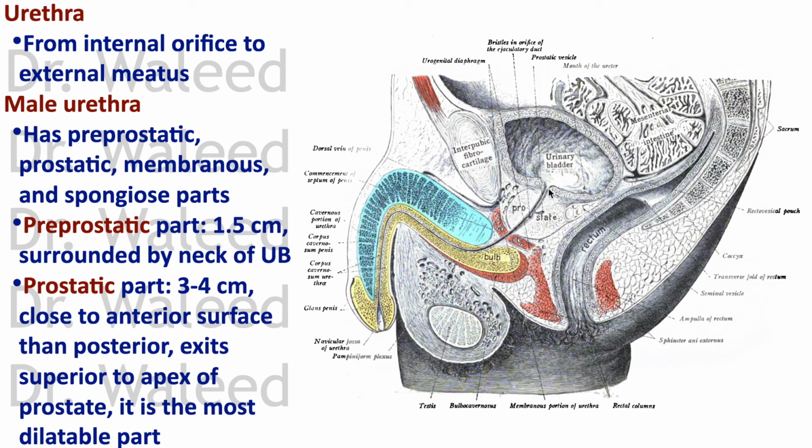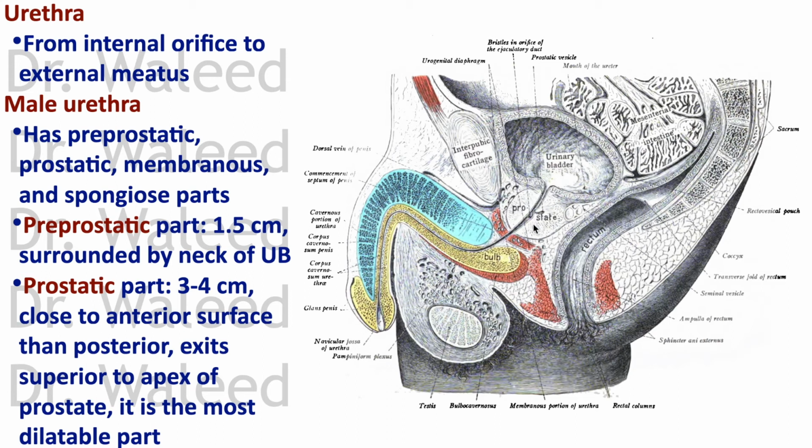It has a pre-prostatic part surrounded by the muscles of the neck of the urinary bladder. It has a prostatic part that traverses the prostate, closer to the anterior surface than the posterior surface, and emerges above the apex of the prostate. Okay?